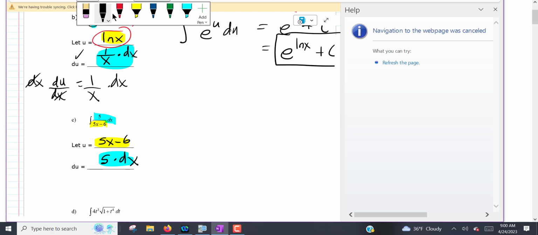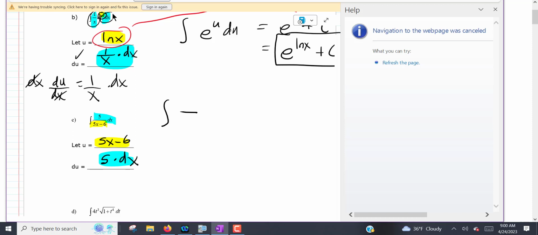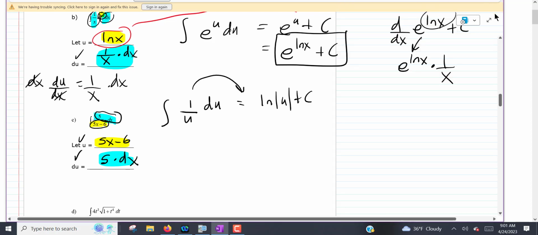So now your integral is going to be the 5x minus 6, that's u, and then the 5 dx is going to be du. So you end up with really 1 over u du. Okay, that u is in a denominator, so it's 1 over u. And again, you're going to always end up with an integral you can do in your head. So tell me what the antiderivative of 1 over u is. What do you take a derivative of that gives you 1 over u? ln u. Okay, so the antiderivative is ln of u plus c.